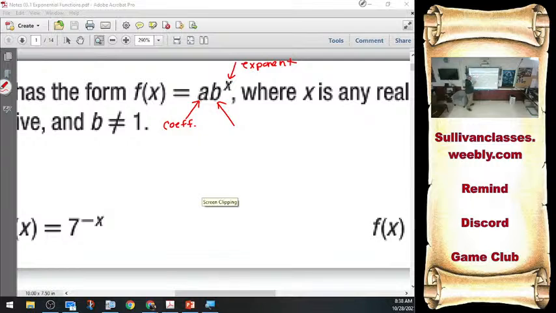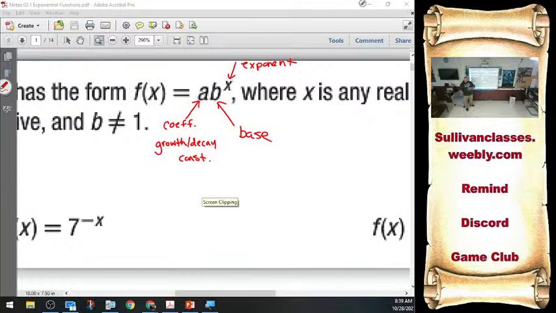Okay, in the context of exponential functions, it'll often be called a growth or decay constant, because it's what you multiply your exponential growth or decay by. b, all about that base, yep.